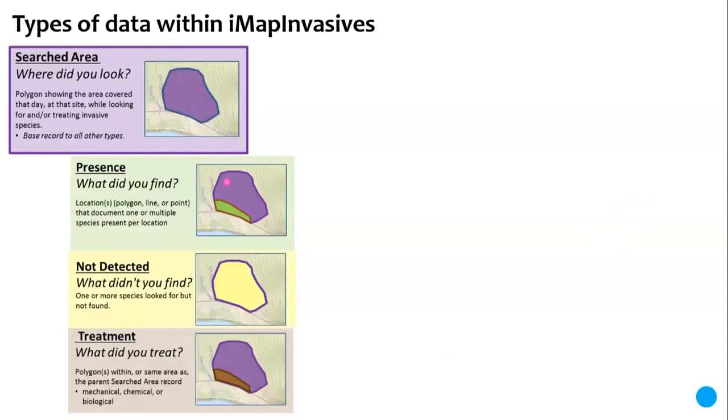There are 4 types of data in the iMap schema. The searched area is the area that you looked for the invasive species. Presence shows where you found an invasive species, and Not Detected shows what you didn't find. A treatment shows what invasives that you controlled, and each of these layers are able to be toggled on and off when viewing data in the browser.